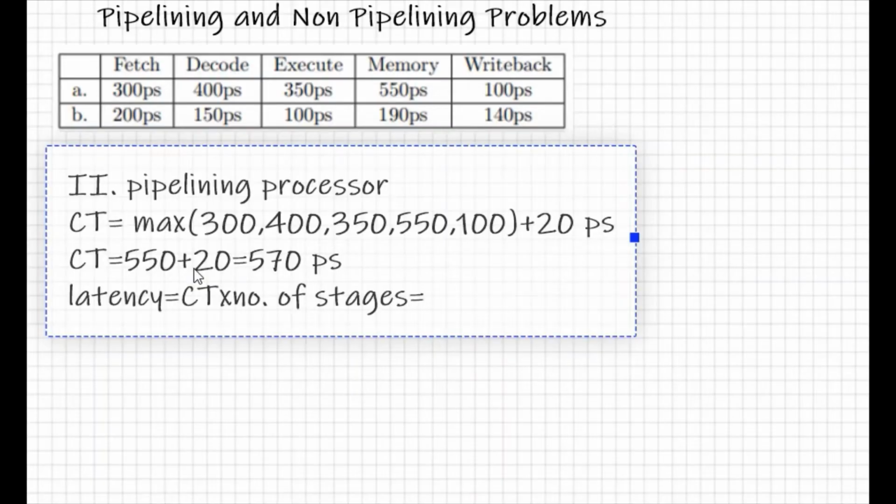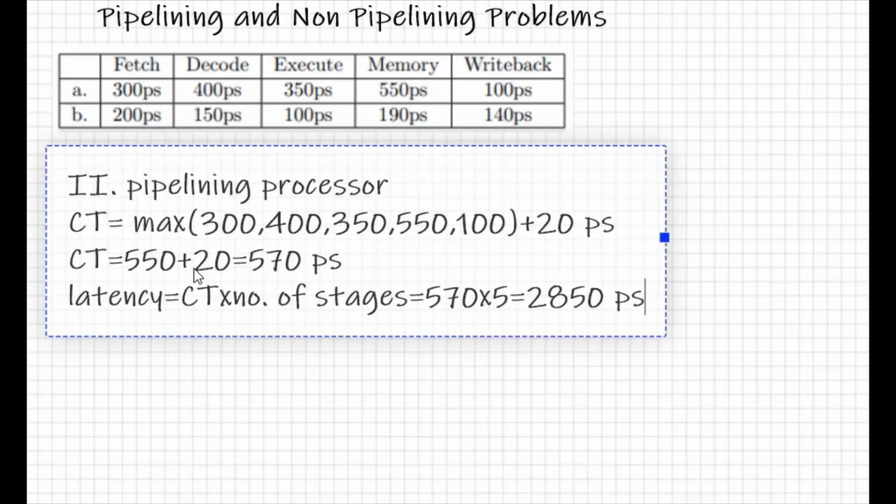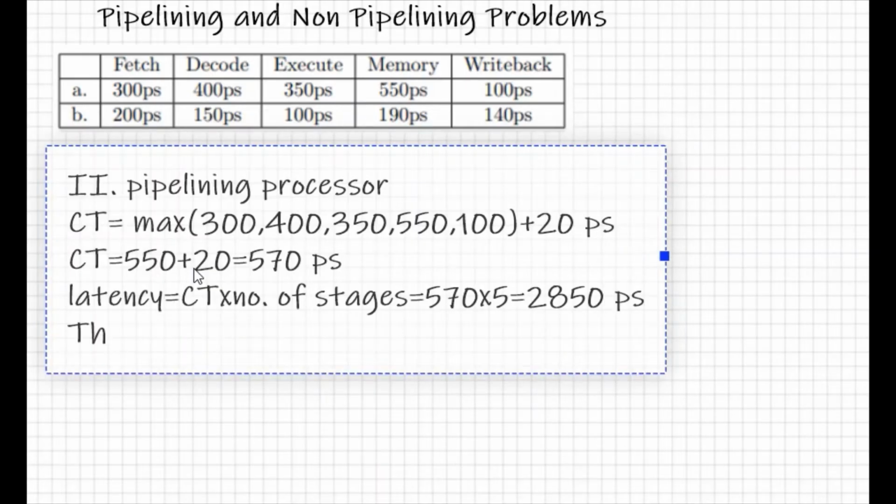So what will be the answer for this one? CT is 570 multiplied with 5, and the answer will be 2850 picosecond. Now throughput is equal to 1 upon 570. For non-pipelining and pipelining, the throughput is the same, instruction per picosecond. Okay.